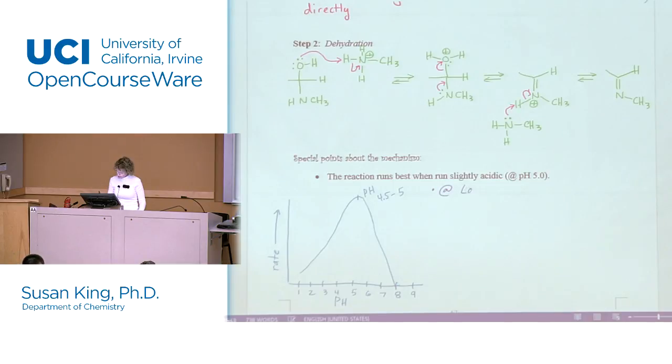At a lower pH than 5, methylamine is significantly protonated.